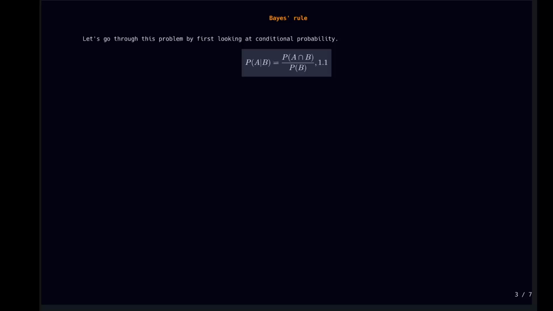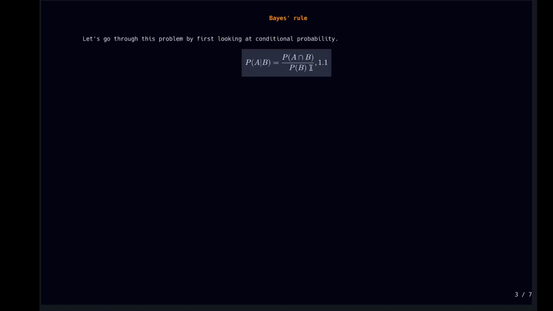Okay. Bayes' rule. We're going to go through this problem first by looking at conditional probability. We know that the probability of A given B is equal to the probability of A and B divided by the probability of B. You can imagine it like you're zooming into the subset of event B happening, and that's why the division by the probability of B is happening here.